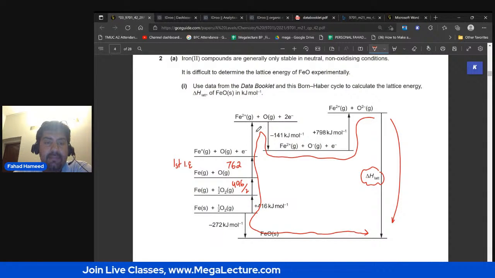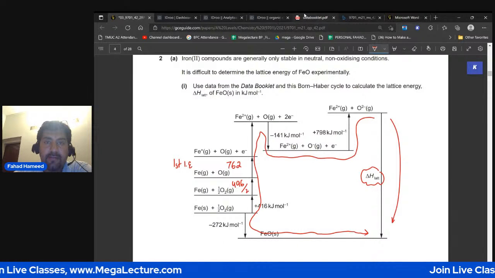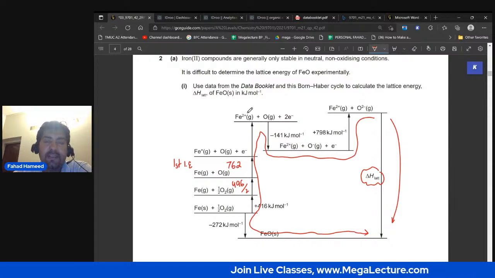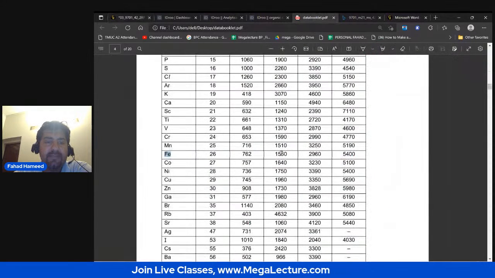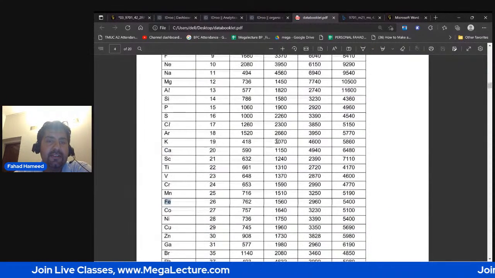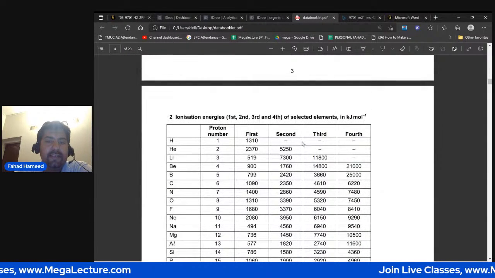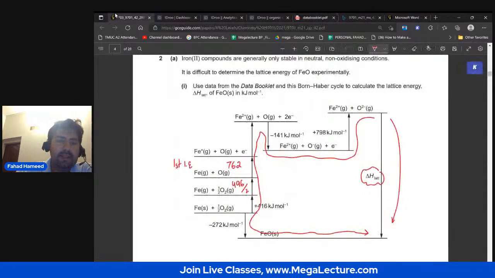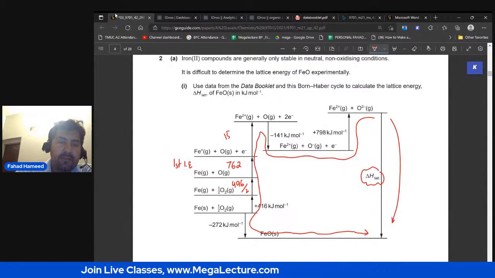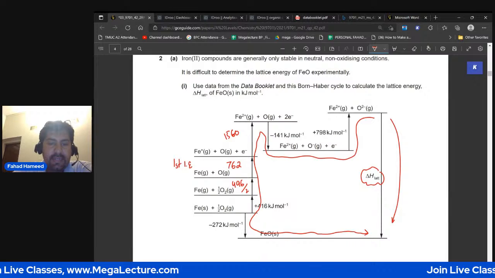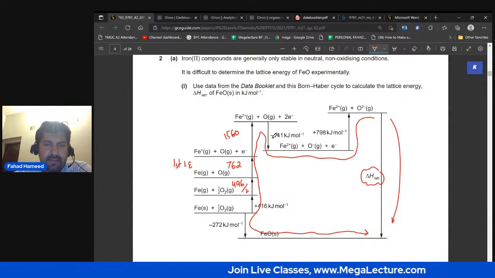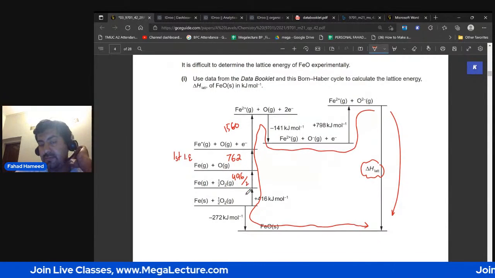Next step is losing the second electron as well. Fe plus one turns into Fe plus two. Nothing is happening to the oxygen over here. So that's 1560, the second ionization energy. And the rest are provided. What else is missing? This is also given. So the only values missing were these three values.